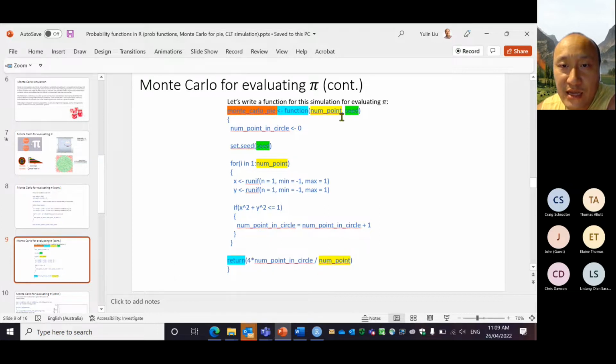And then I need two inputs: the number of points. I also want to set up the seed as an input.